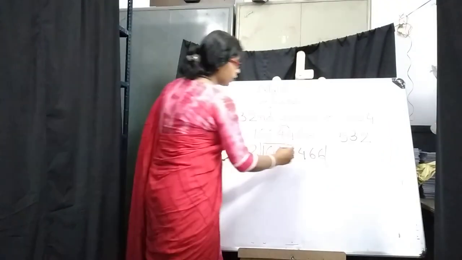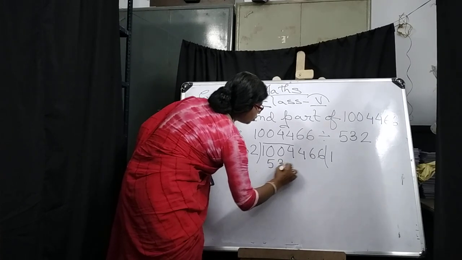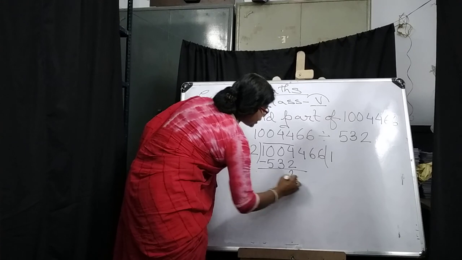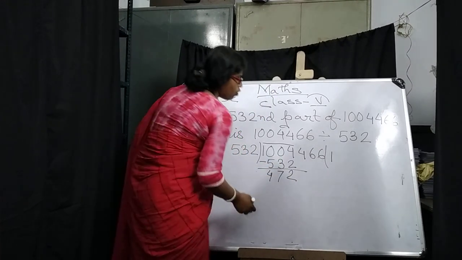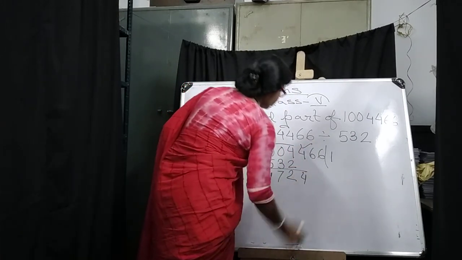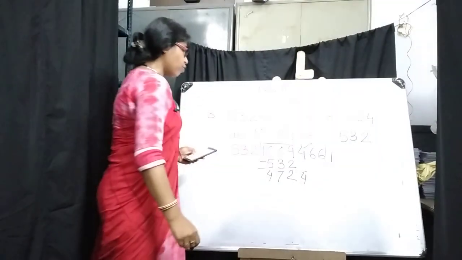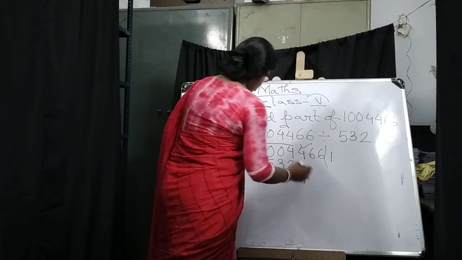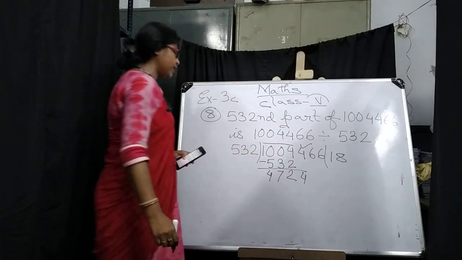So, 532 ones are 532. So, if we subtract it, what will we get? 472. Now, what will come down? 4. Now, we have to divide 4724 by 532. So, let us divide with 8.